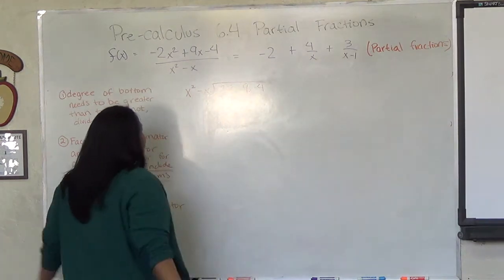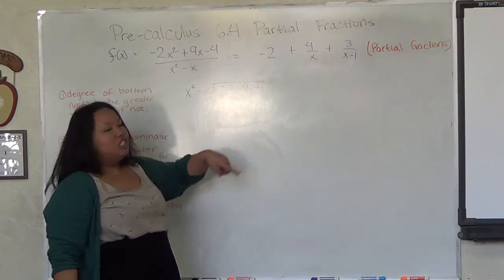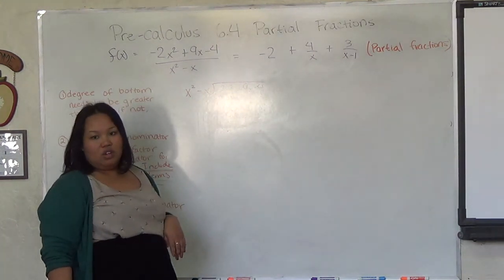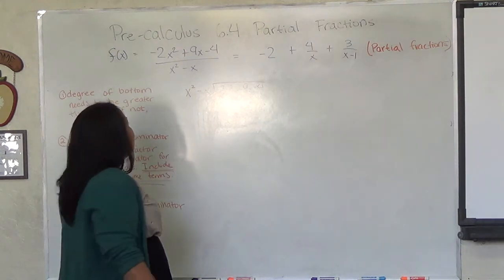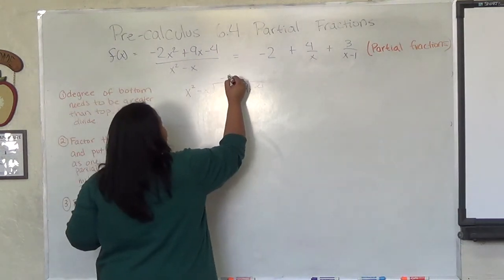It's just division. How do I turn x squared into negative 2x squared? I don't know. Negative 2. I times it by negative 2.